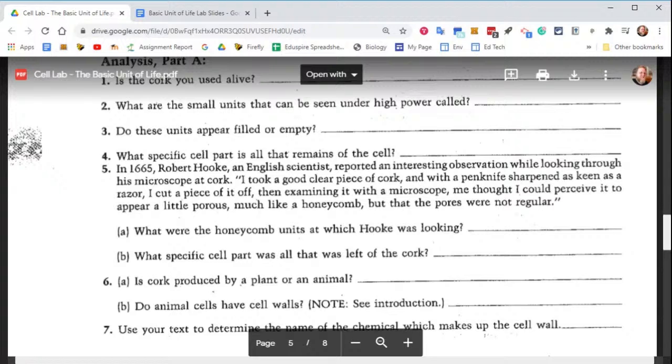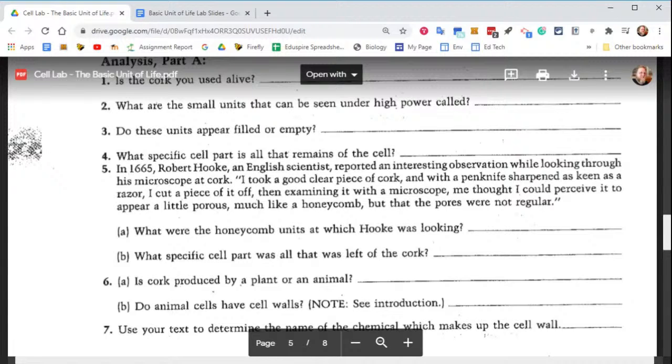So the units are empty, but the specific part for number 4 that we still see is kind of that outside support, which would be like the skeleton, and that is its cell wall. So that specific part that we still see is the cell wall that is left over. I want you to think about, when you're thinking about the cell membrane versus cell wall, what does that mean for plant versus animal cells potentially?